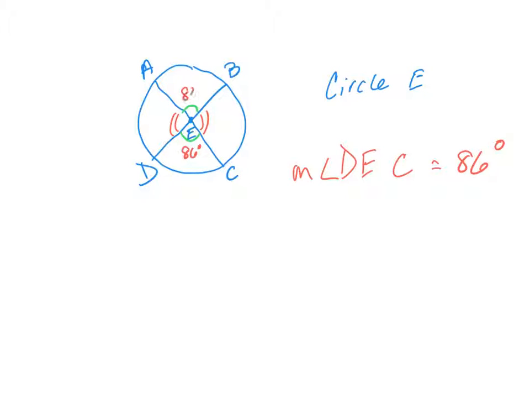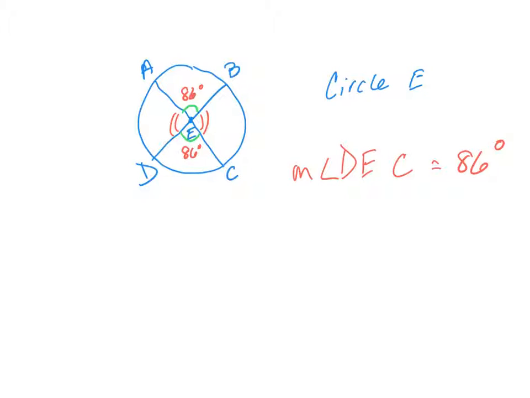Very good. And what are the other two measure? Well, you got 86 and 86, and then you subtract it from 360, then do what? Divided by 2. Very good. So go ahead and do that.